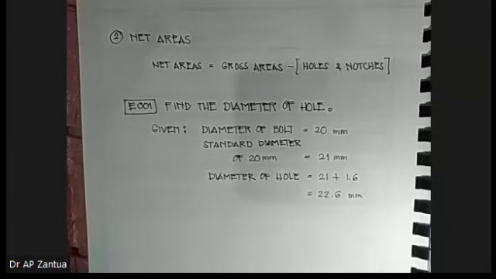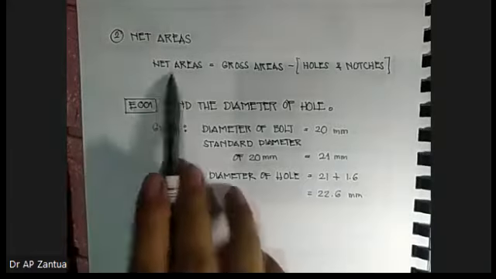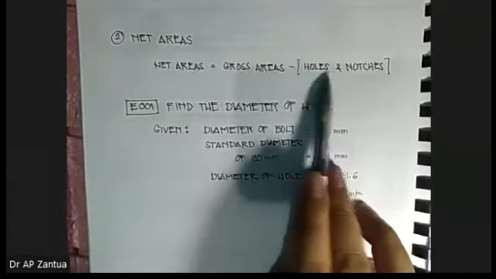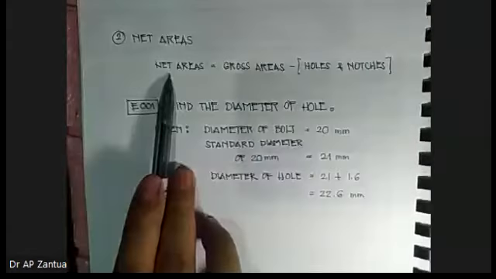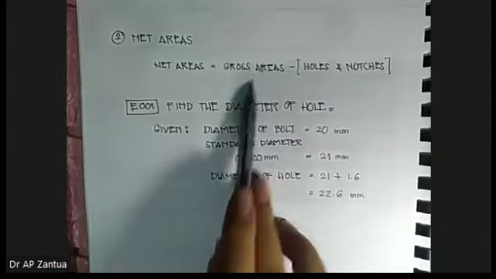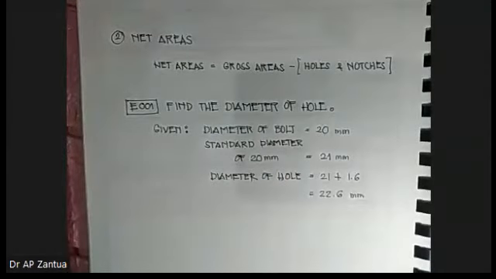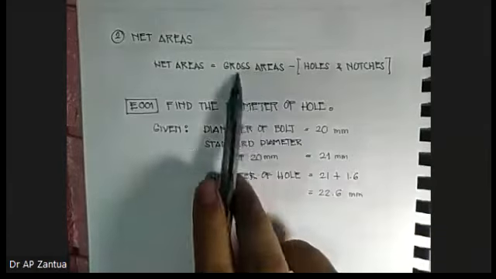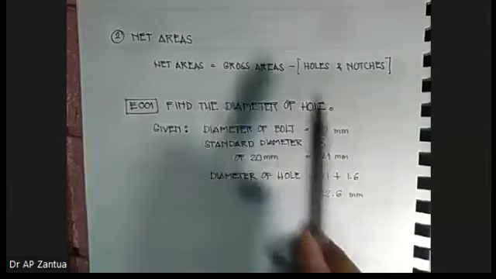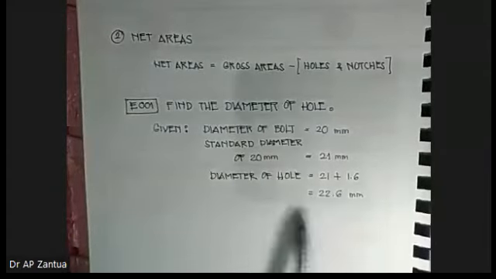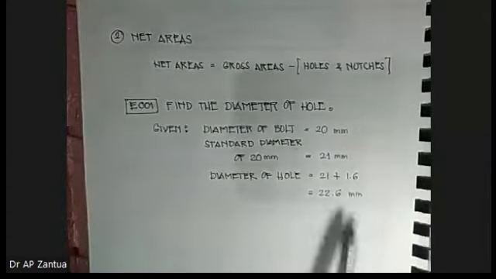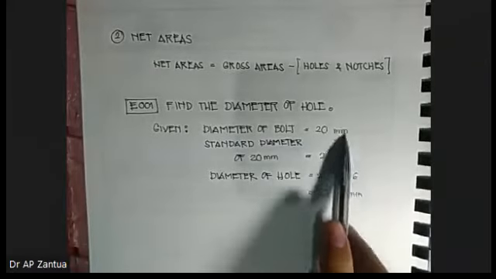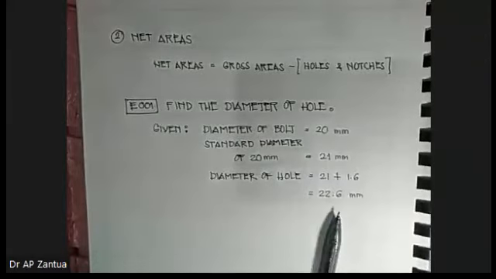Okay, so that is this equation. So diameter of hole, plus net area, we have gross area. Okay, so gross projected area. Sir, we are just using mm. That is not the unit of area.